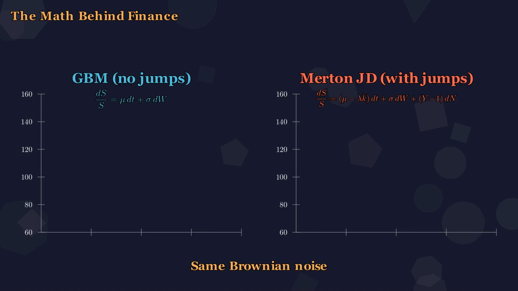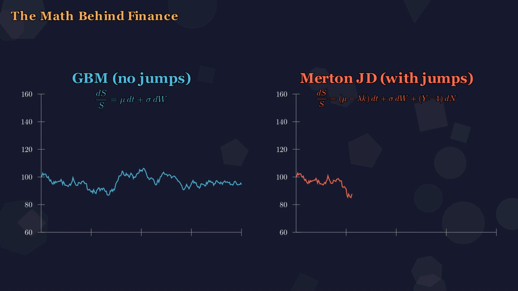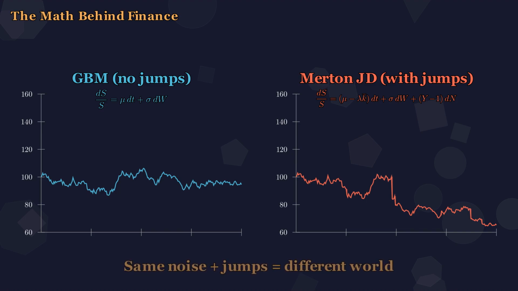Identical random numbers. Watch the GBM path draw itself. Smooth, continuous, no surprises. Now watch the Jump-Diffusion. Same underlying drift, same Brownian wiggle, but sudden vertical gaps appear, red lines marking the moments where the Poisson process fires. Same noise plus jumps equals a completely different world.